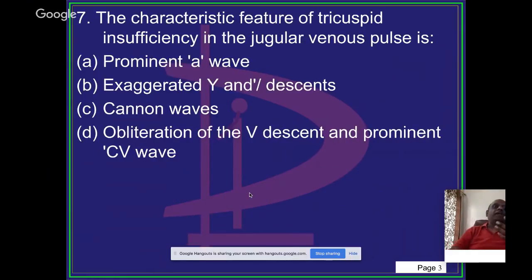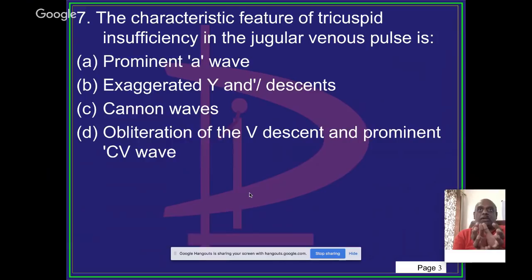Now, what is the characteristic feature of tricuspid insufficiency? Whenever there is regurgitation, how will the JVP be? What happens to the A wave, C wave, and V wave? So what is tricuspid regurgitation doing? It is making the right ventricular blood fall back into the right atrium when the ventricle is undergoing systole. So that is the reason there is a lot of blood inside the right atrium.